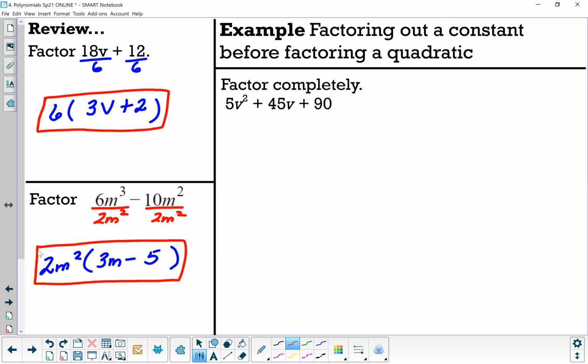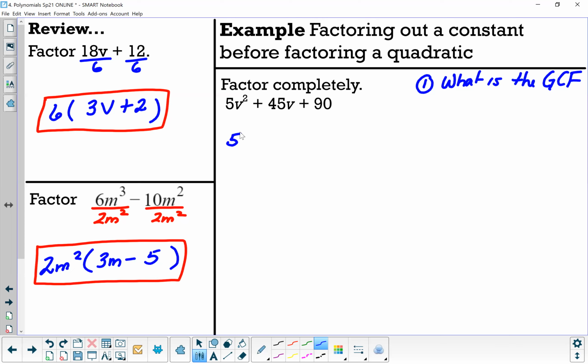All right, now our next example, 5v squared plus 45v plus 90. Now, you might recognize this as a quadratic, and you could factor using the AC method right now, but first I want you to, again, think about, do I have a GCF that I can factor out of the entire quadratic first? So we want to think about what is the GCF. And in this case, we actually have a GCF. It's not 1. We can factor out a 5. So I'm going to start with that first.